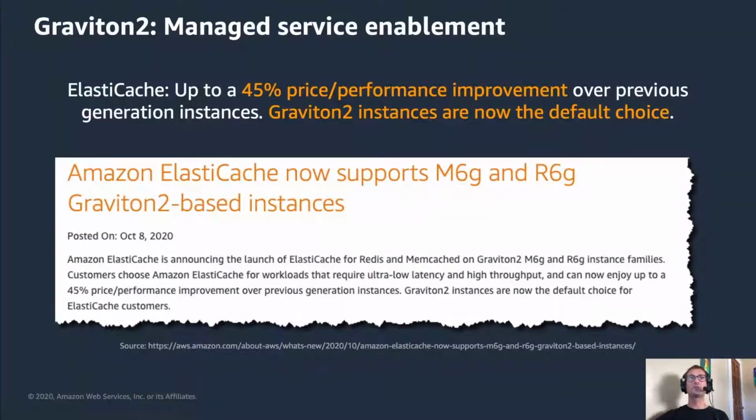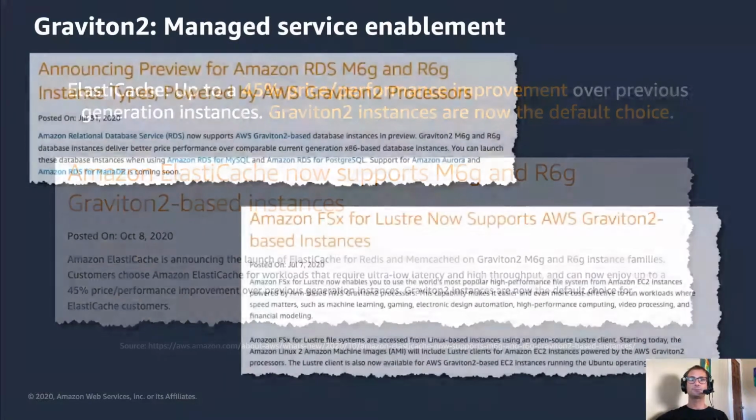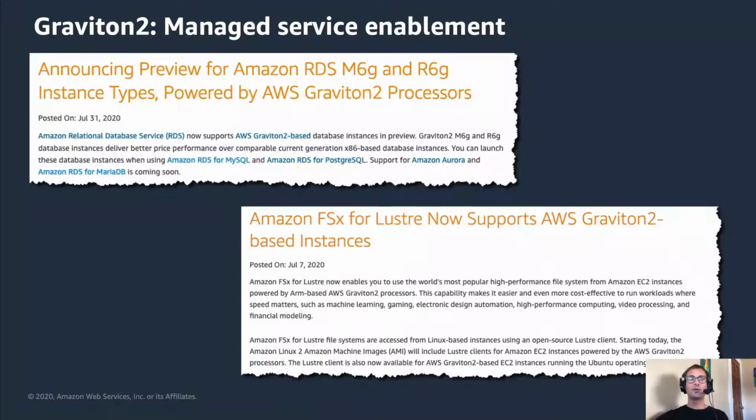AWS also starts to offer managed services based on the Graviton2 processors. We've just announced ElastiCache using the Graviton2-based instances. And with this new generation, you can get up to 45% better price performance using those instances. We have also announced a preview for Amazon RDS on M6G and R6G instances, and Amazon FSx for Lustre, which is our managed version of the Lustre file system, now supports AWS Graviton2-based instances.